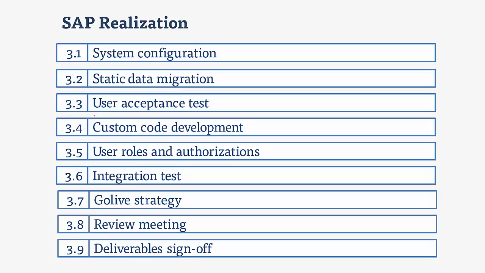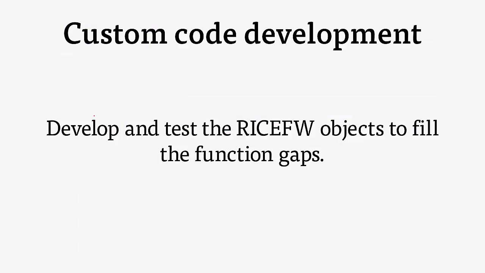After fit gap analysis of business blueprints, function consultants identify potential gaps between SAP standard functionalities and custom requirements and draft a gap list. Then the gap list will be converted to a development list by identifying and evaluating development requirements. Developing custom code is to create and test the RICE-FW objects to fill the function gaps. This is the process of changing or adding business functions through programming.